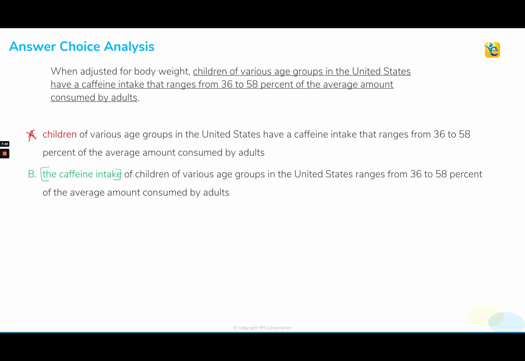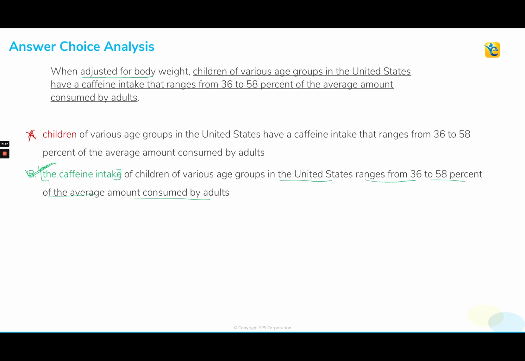Right? So it is the caffeine intake that is adjusted for body weight. So this part is fine. Let's read the rest of the choice. The caffeine intake of children of various age groups in the United States ranges from 36 to 58% of the average amount consumed by adults. A little bit of structural change over here, but this structural change is mandatory in order to present the logical meaning of the sentence. So we will stick to choice B for the time being.